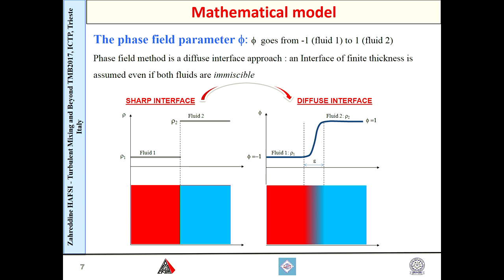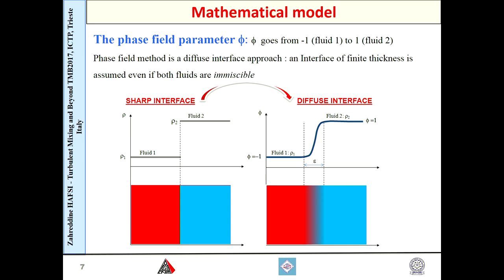We assume that there is a small interface between the two fluids at which there is a little bit of diffusion in order to ensure the smoothness of the transition from fluid one to fluid two. So we assume that to go from fluid one to fluid two, we are going smoothly. Using this representation, we'll be able to solve our model.